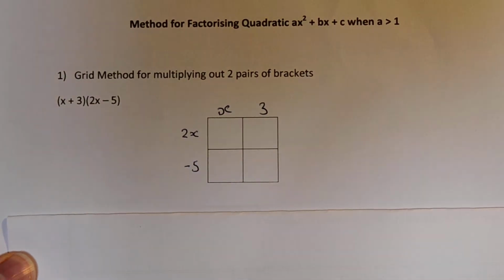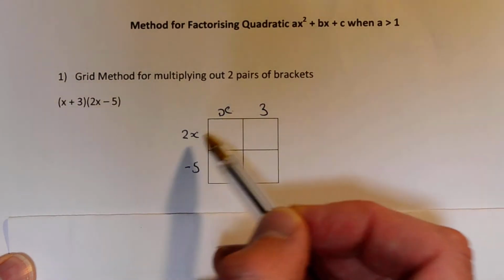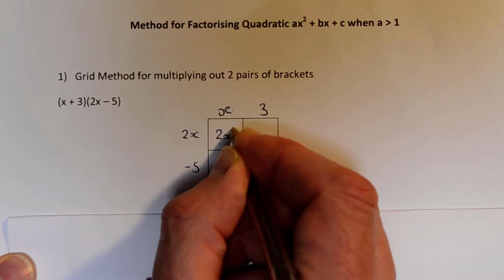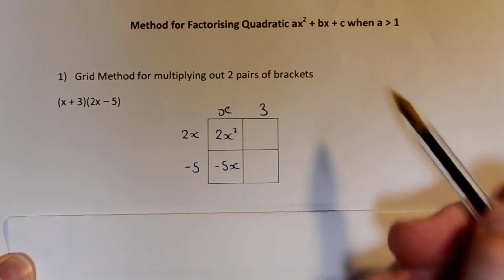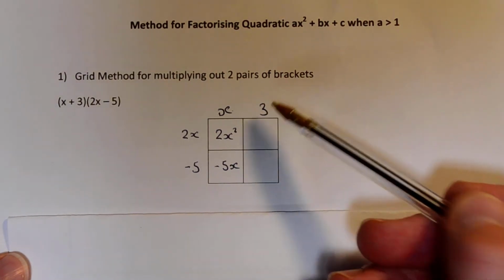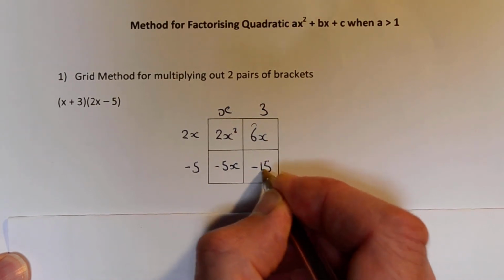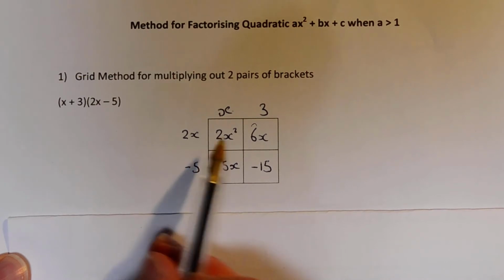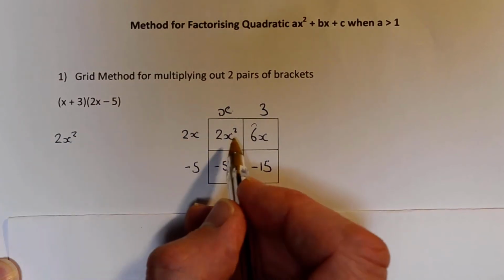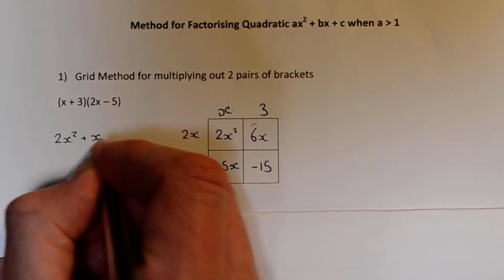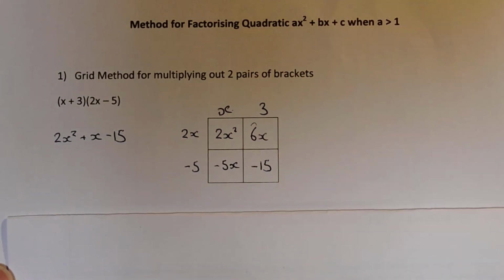So for both terms in each bracket, we need to multiply them by both terms in the other bracket. So we multiply the x by the 2x and the x by the minus 5. And then we need to do the same for the 3 times the 2x and 3 times minus 5. And so we can simplify what we've got by combining like terms, which gives us 2x squared plus 1x minus 15. So we've used the grid method to multiply out those two pairs of brackets.